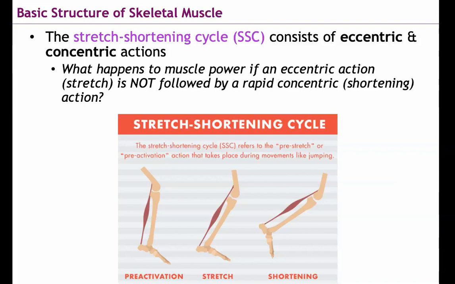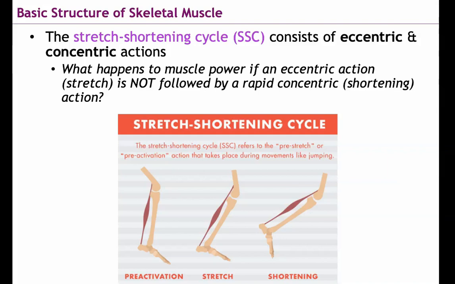In order for us to be powerful, that elastic energy has to be released. So in order for it to be released, we have to follow the stretch by a rapid concentric shortening action. And that shortening action allows us to release that elastic energy, and we're powerful. We produce force. We produce power.